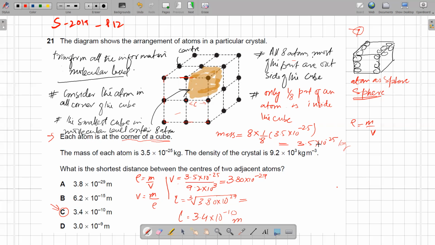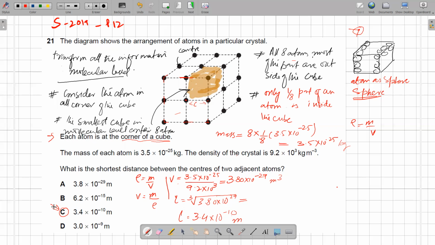Now we know the formula: density equals mass over volume. So volume will be mass over density. After putting in the information, we get the volume 3.8 × 10^-29 meter cube. By taking the cube root, we get 3.4 × 10^-10 meter, which is option C.